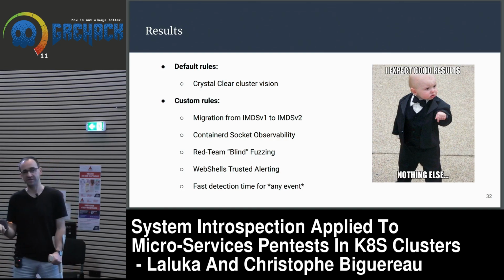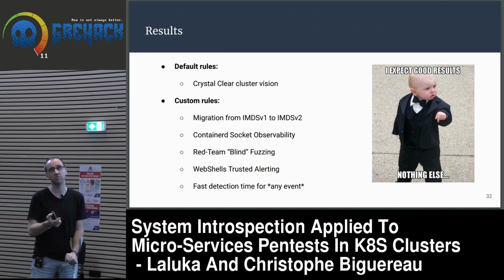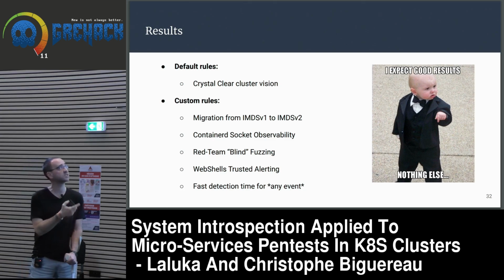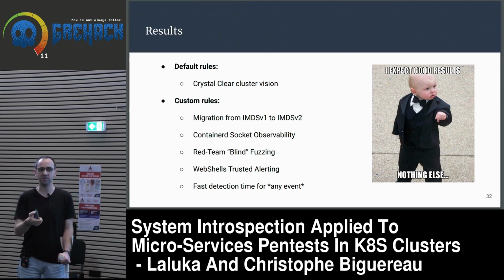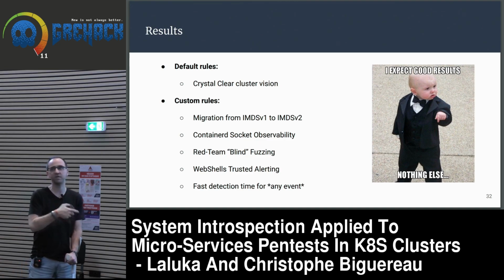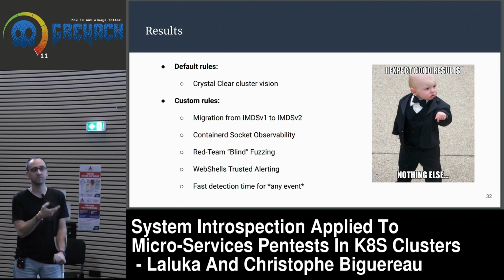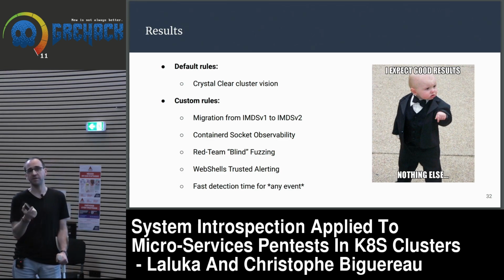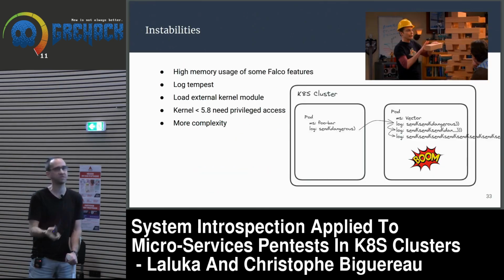And then we decided to create some custom rules, and these custom rules helped us for some projects. The first one was the migration on AWS from the IMDS v1 to IMDS v2. Thanks to that, we can follow the migration and see all the services still using v1 instead of v2. It's also a monitoring tool to check all the sockets, the weird sockets, the web shell, and all the detection of any event that we say is weird for us. And for the red team, because with Falco we can see all the requests, so when we do fuzzing, you can see what happened.